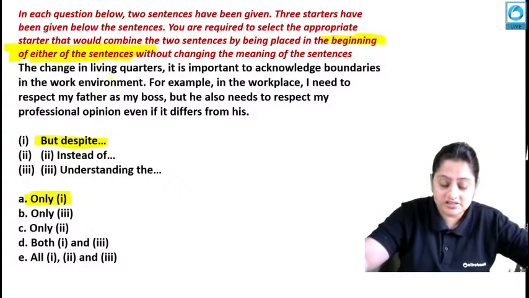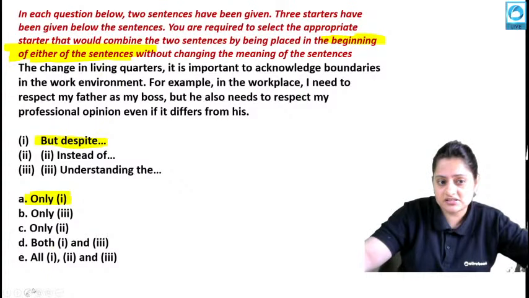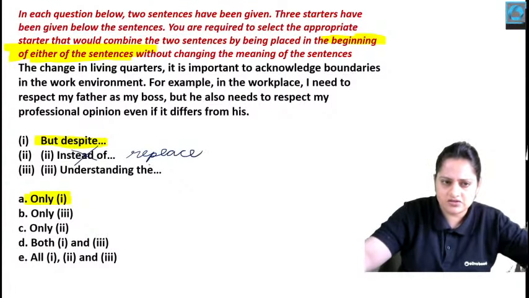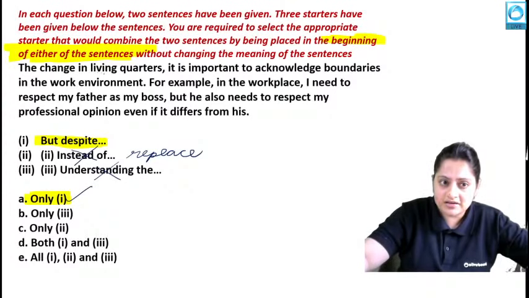Despite the change, there is a slight contrast meaning, which is not given by instead. Instead, we use when we are trying to replace in place of something. Understood? We start with only one. Despite the change, it is important to acknowledge boundaries in the work environment. In the workplace, I need to respect my father as my boss, but he also needs to respect my professional opinion, even if it is different from his opinion. This is the example.